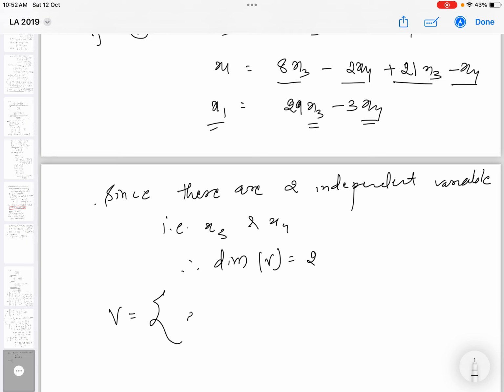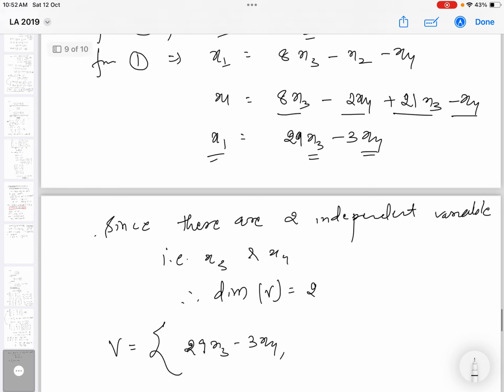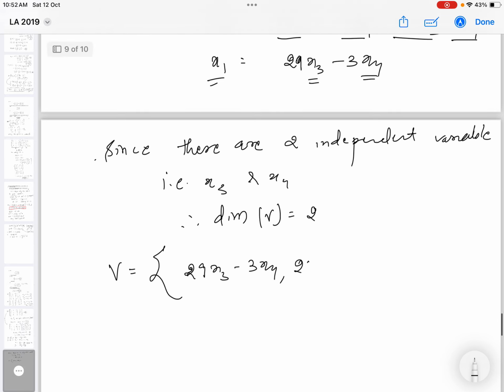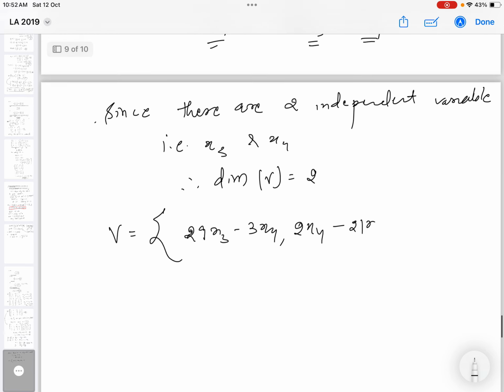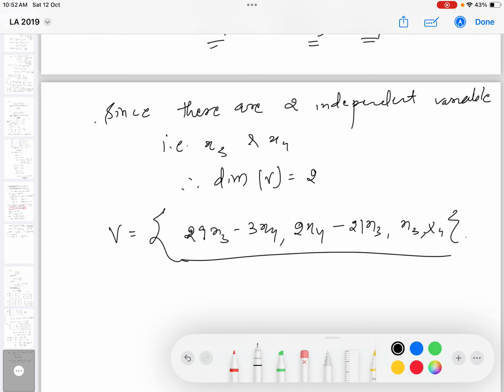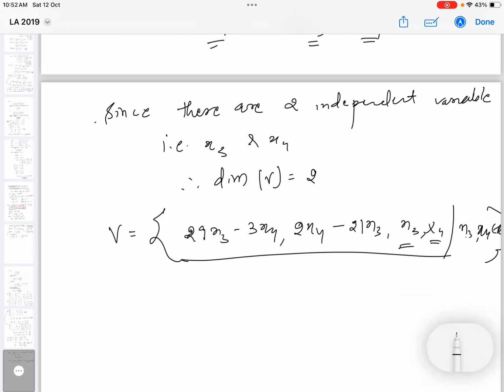We know x1 is 29x3 minus 3x, x2 is twice of x4 minus 21x3, x4, also where x3, x4 belong to the real numbers. So this is V, and there are two independent variables, x3 and x4, that's why the dimension of V is 2.